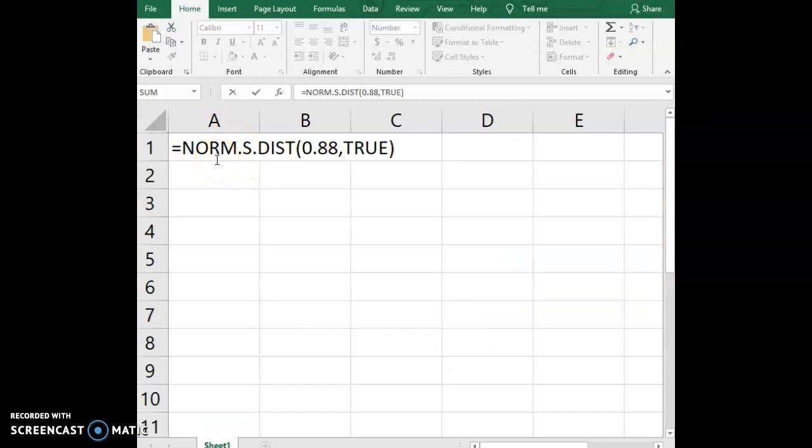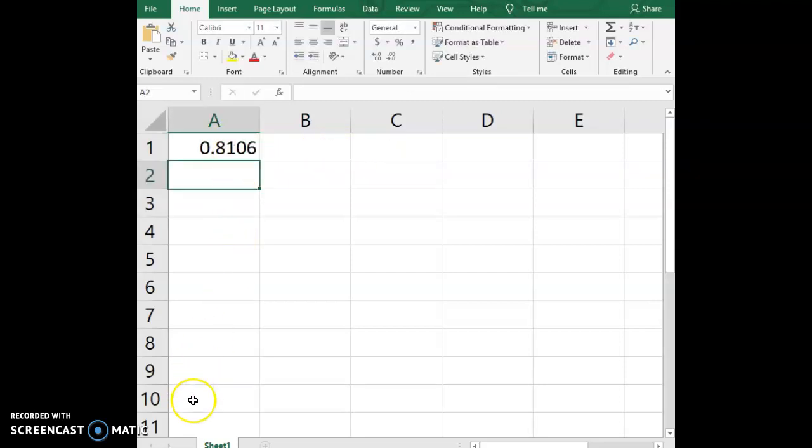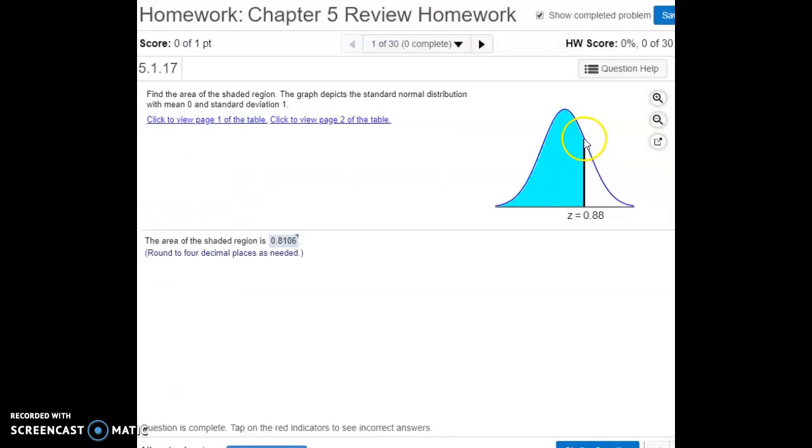So if we're using the standard normal distribution and a z-value, this is our formula to use: equals NORM.S.DIST. The S is for standard normal distribution, where the mean is 0 and the standard deviation is 1. And what we do then is we just insert the z-value and then comma true. And that gives us the left-hand area from that z-value into the left-hand tail of the distribution. And that is what we were looking for in this problem.